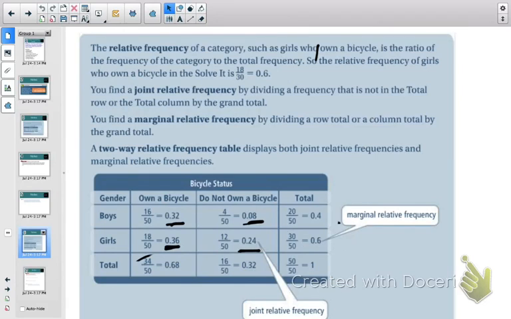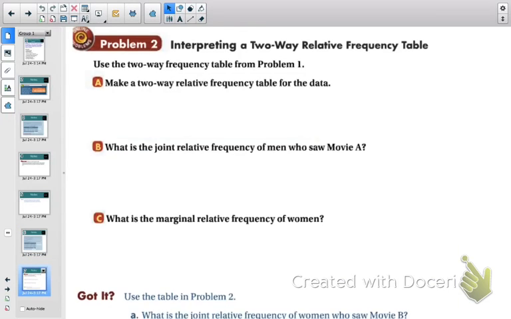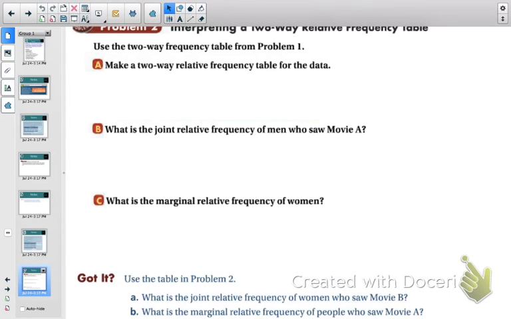Okay, a two-way relative frequency table displays both joint and marginal relative frequencies. So basically it's the same as a frequency table. You're just dividing everything by the total. Okay, so use the data from problem 1.